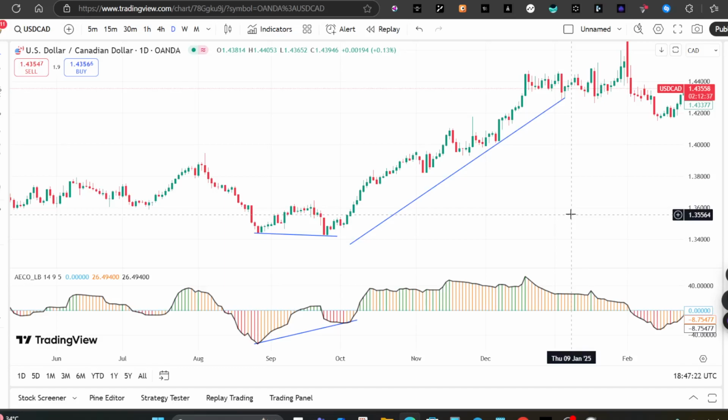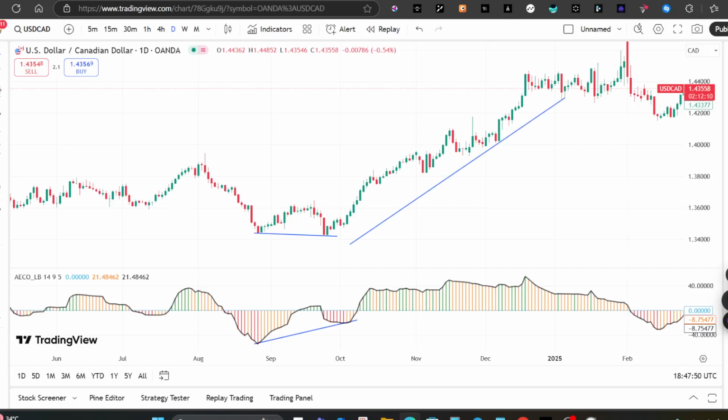Now, for those with a longer term perspective, the Ergodic Candlestick Oscillator can be used on daily or weekly charts to help confirm trend direction. The longer the time frame, the more reliable the signals will be. So this will help you stay in a trend for longer and avoid getting shaken out by shorter term fluctuations.